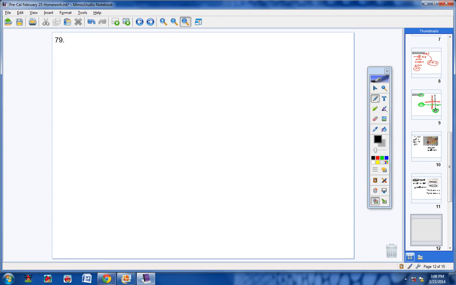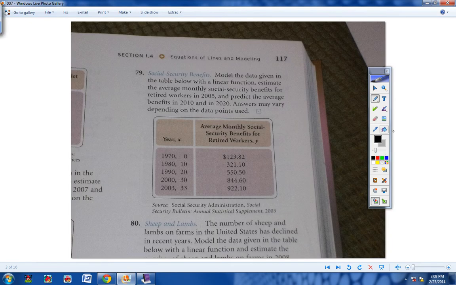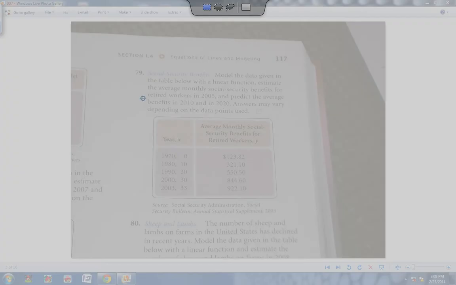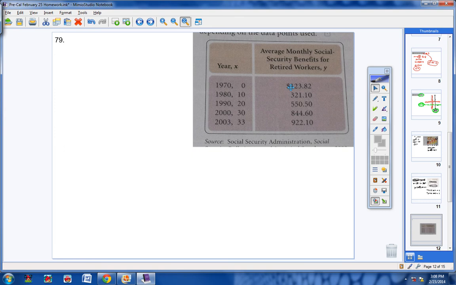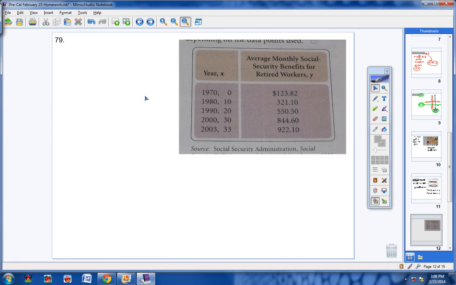And it looks like for 79 we're going to need another picture, so let's go ahead and cut this real quick here. Alright, there we go. Okay, let's read number 79. Model the data given in the table below with a linear function, and then estimate the average monthly Social Security benefits for retired workers in 2005, and then also estimate the average in 2010-2020. Answers may vary depending on what data points you used. Well, once again, thankfully, they're letting us use 0 for 70, 10 for 80, 20 for 1990, so on. So that's good.